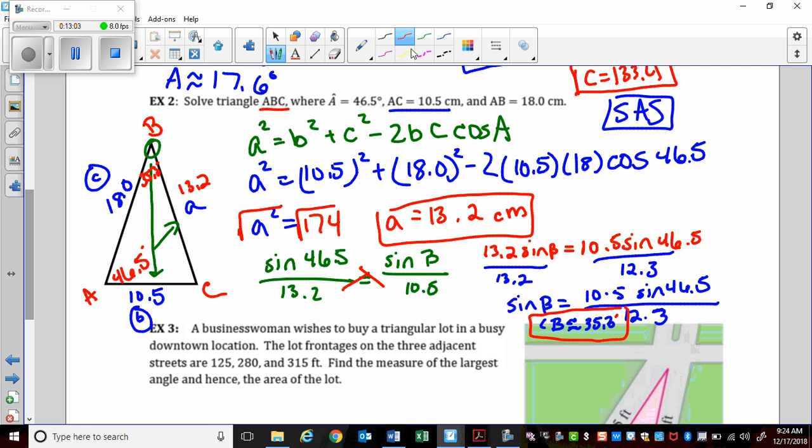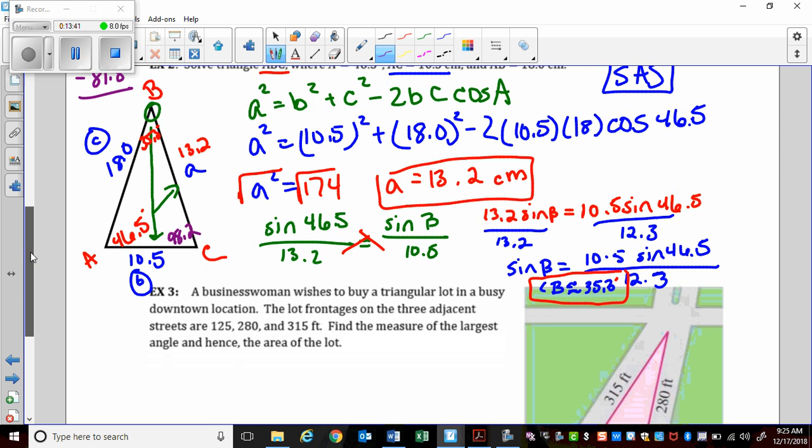Remember, to find the third angle on a triangle, we add up the two angles and then we subtract them from 180. So 180 minus 35.3 plus 46.5, which is 81.8. When we subtract that, we get 98.2. So angle C is 98.2. And now we have solved for every single angle and every single side of this triangle.